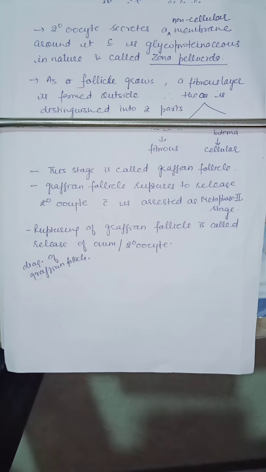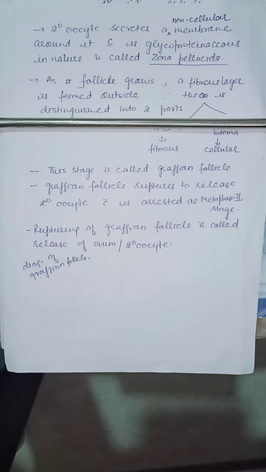Now, this primary oocyte has two layers. One is granulosa cells and one is theca cells, one theca layer. These follicular cells now secrete some fluid to nourish this primary oocyte, and this fluid will occupy some space. Therefore, a fluid-filled cavity is formed. When the fluid-filled cavity is formed, then the follicle is now known as tertiary follicle.